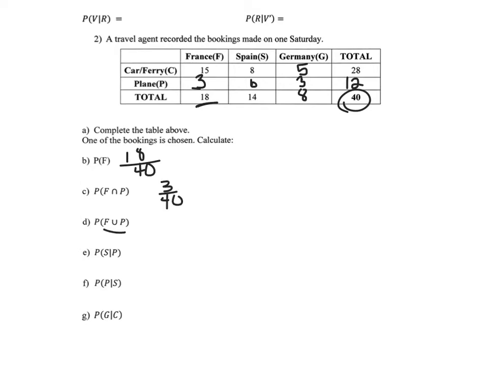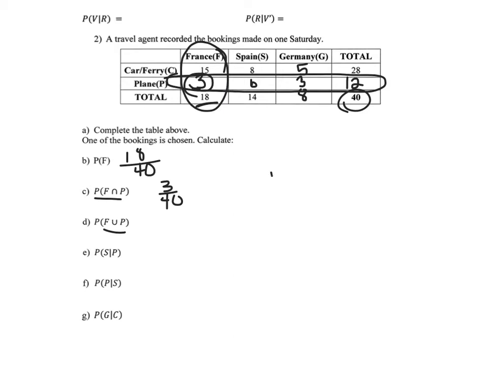Now F or P. Now what you have to look at here, go to France or go on a plane. It's a weird question, but it's just the way it is. Now what you can see is, as we did in this particular one, they overlap. So when they overlap, you have to be careful that you don't add up just the 18 and the 12, because you're counting the 3 twice. So you can only count each one.